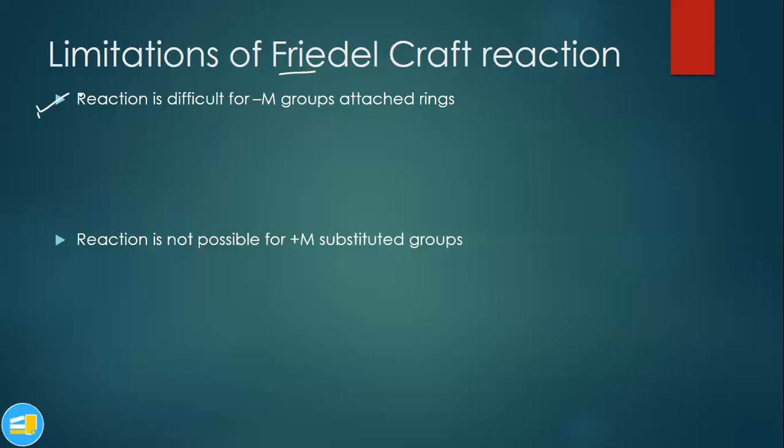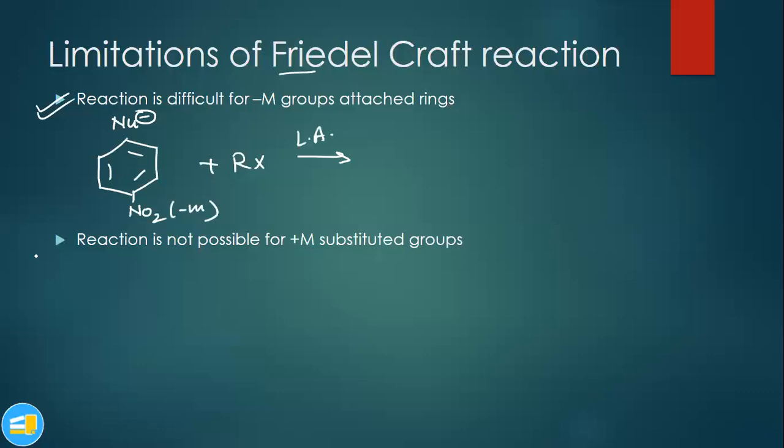The first limitation is that the reaction is difficult in the presence of minus M groups attached to the ring. This is quite understandable because in the reaction where an aromatic ring reacts with an alkyl halide, let's take a minus M group, NO2, reacting with alkyl halide RX in the presence of AlCl3 or any Lewis acid. What is happening here is that this ring behaves as a nucleophile. Now, if we attach a minus M group to the nucleophile, the minus M group will withdraw electron density from the ring, which will decrease the nucleophilicity of the ring.